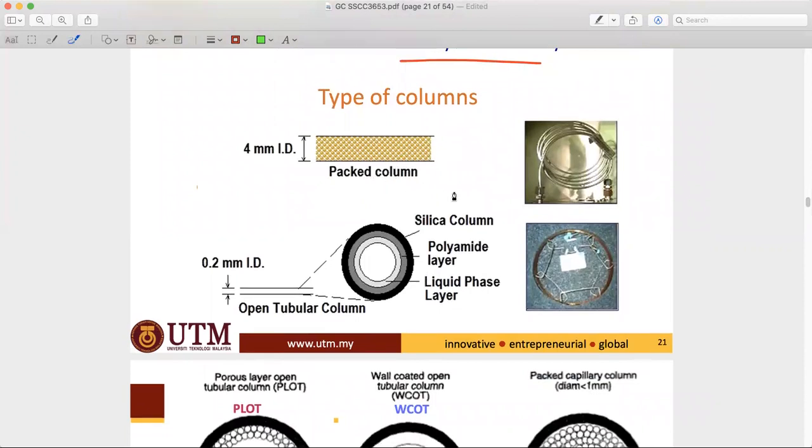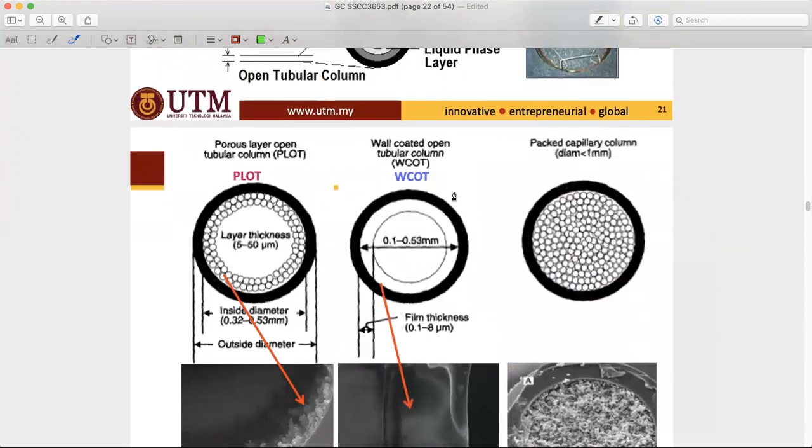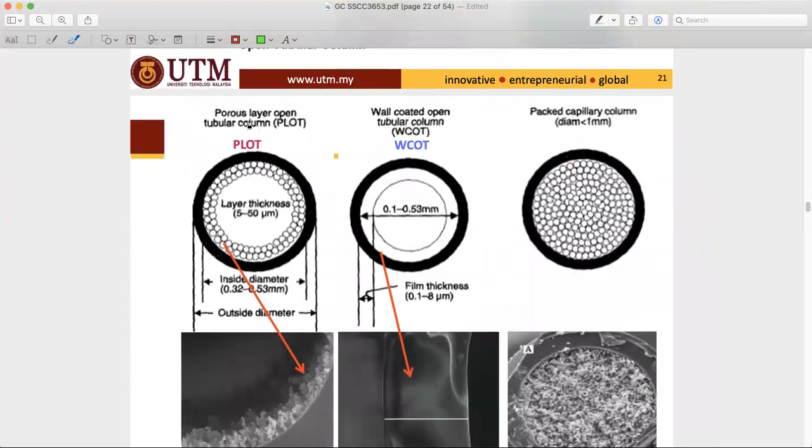There are three types of column. First is the porous layer open tubular column, or we call it PLOT. We also have a wall-coated open tubular column, which is WCOT, and packed capillary column. So you can see the difference of what is PLOT, what is WCOT, and what is a capillary column.